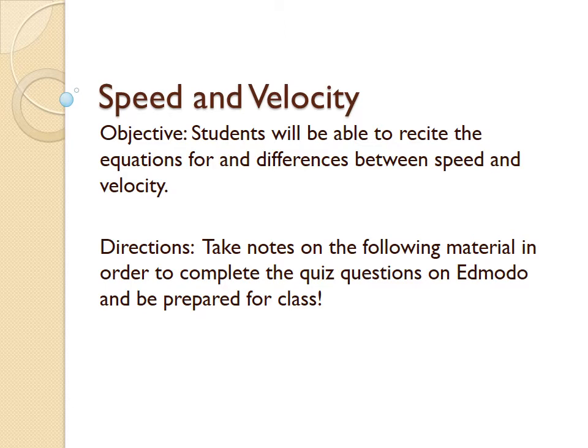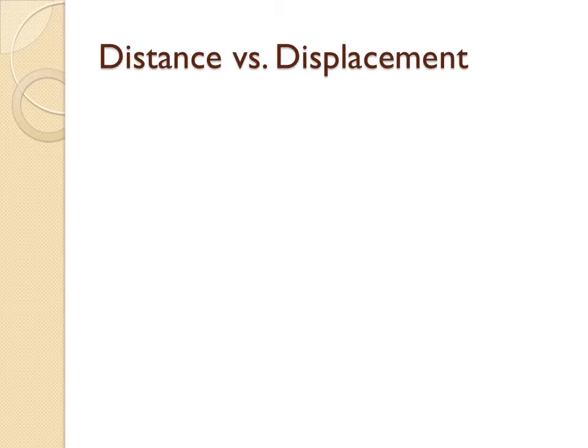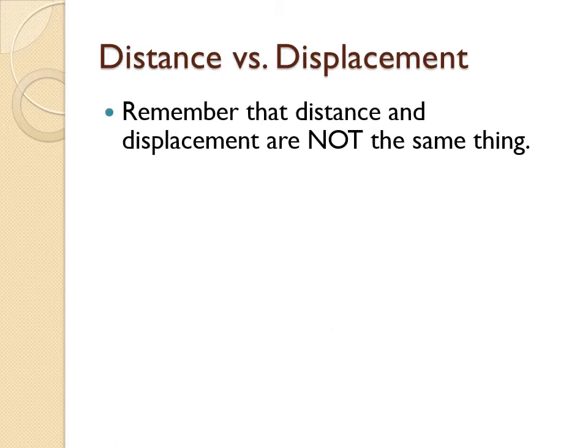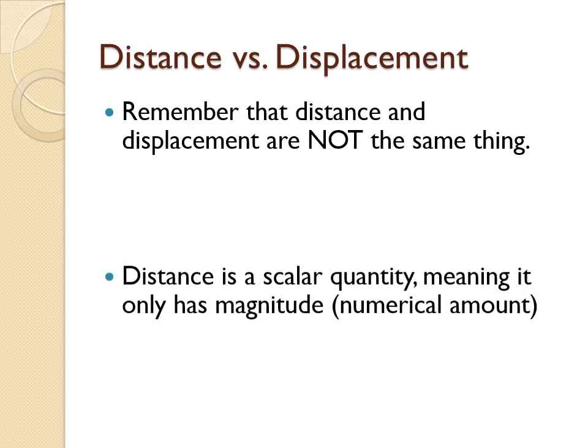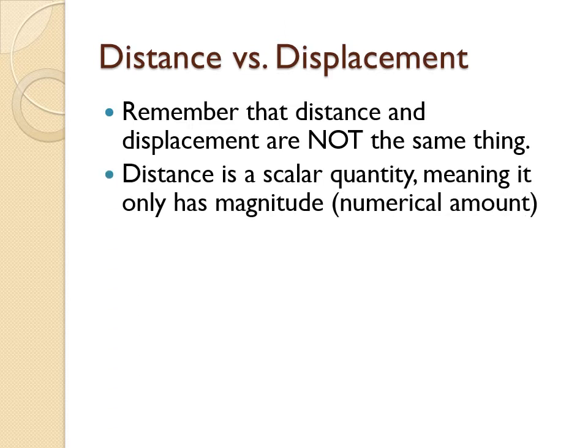Let's get started. First, we need to talk about distance and displacement. Remember that distance and displacement aren't the same thing. One's a scalar, one's a vector. Distance is the scalar, so it does not have direction, only magnitude.